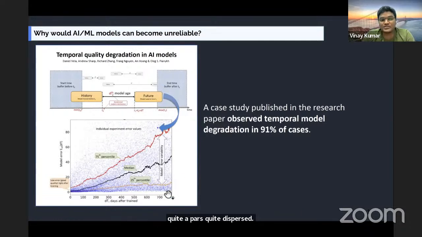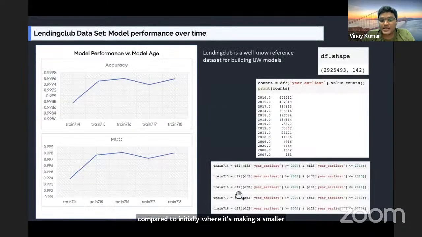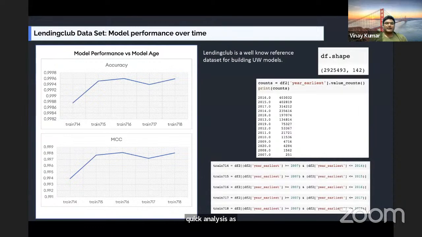With time, it's making more errors and more diverse errors, as compared to initially, where it's making a smaller amount of errors, or very small kinds of errors. We have done a quick analysis as well. We have picked up the Lending Club dataset. That's one of the marquee datasets when you are building an underwriting model.